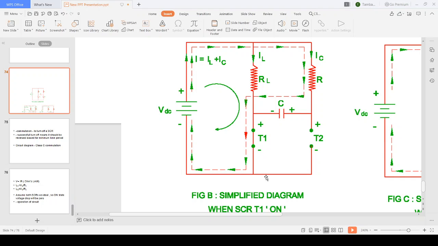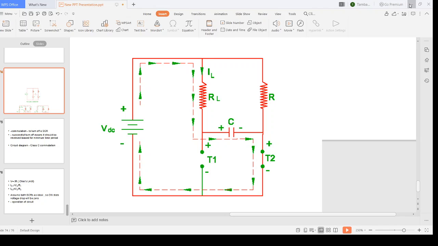and at the end of this mode, at the end of this working situation, the other thyristor T2 or SCR2 is turned off. Thyristor T2, as you can observe, is in off state.